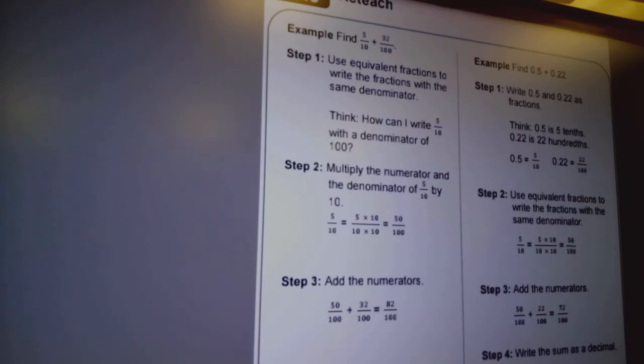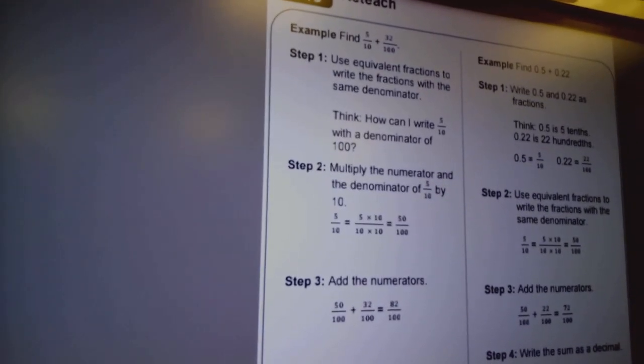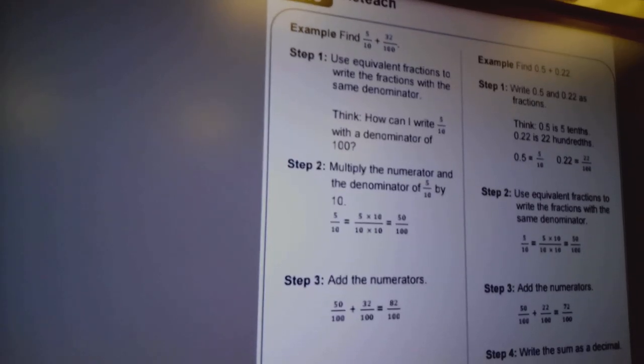Today we are going to be looking at using equivalent fractions to write the fractions with the same denominator so that we can add fractions that have different denominators. We're going to be primarily looking at tenths and hundredths. And then we are also going to be adding decimals.